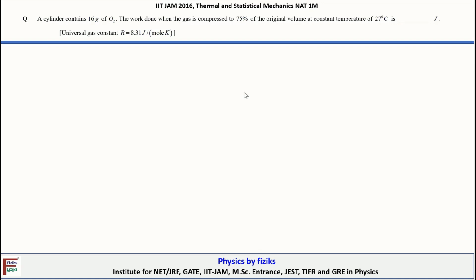A cylinder contains 16 grams of oxygen. The work done when the gas is compressed to 75% of its original volume. So that means if we assume that V1 and V2 are the initial and final volume, we are given that V2 by V1 is 75%. So that means 75% is equal to 0.75 basically.